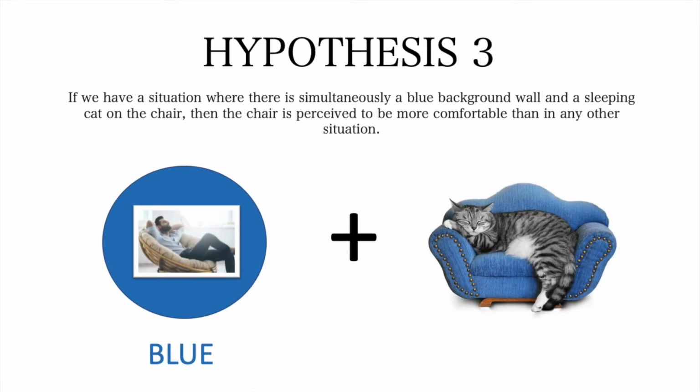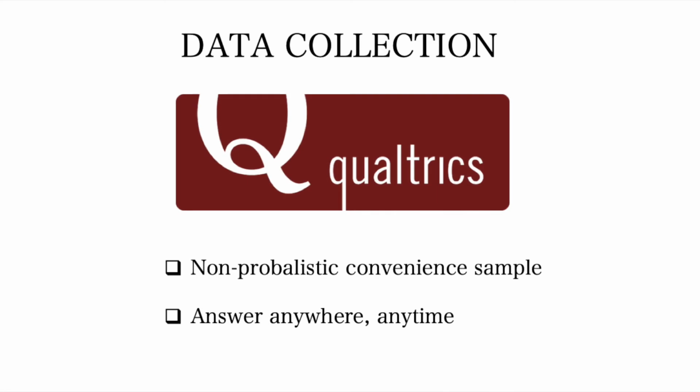If we have a situation where there is simultaneously a blue background wall and a sleeping cat on the chair, then the chair would be perceived to be more comfortable than in any other situation. We believe that a blue wall and a sleeping cat can both individually influence positively the perception of comfort of the chair. Therefore, we expect the combination of the two to give the best results in terms of perception of comfort. Now that we have stated our hypothesis, we will go through the data collection process.